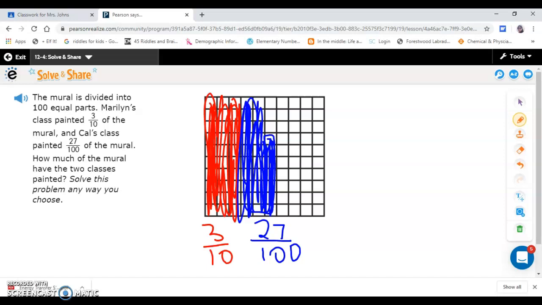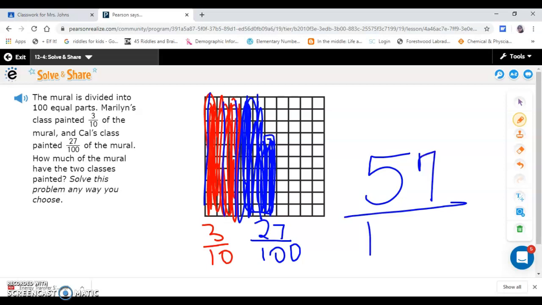I can count them all up. 10, 20, 30, 40, 50, 51, 52, 53, 54, 55, 56, 57. So they colored in 57/100 of the mural. So now what's kind of weird to me is that I realized that we needed to add these up. We needed to add 3/10 plus 27/100.